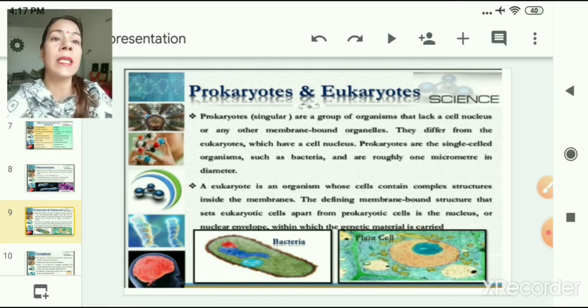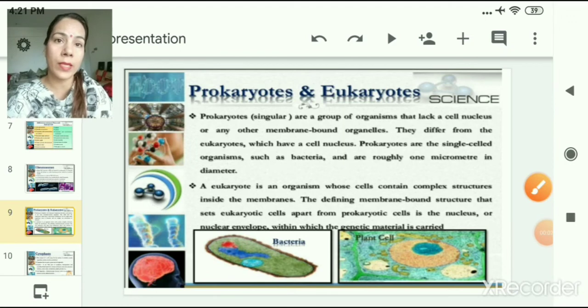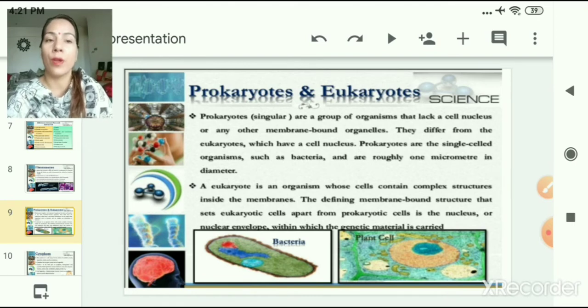Prokaryotes are single celled organisms such as bacteria and are roughly 1 micrometer in diameter. Eukaryotes are organisms whose cells contain complex structures inside the membrane. Eukaryotes are the cells or living organisms which contain their genetic material or nuclear material packed within a nuclear membrane. Not only this, they also have other membrane bound organelles in them.